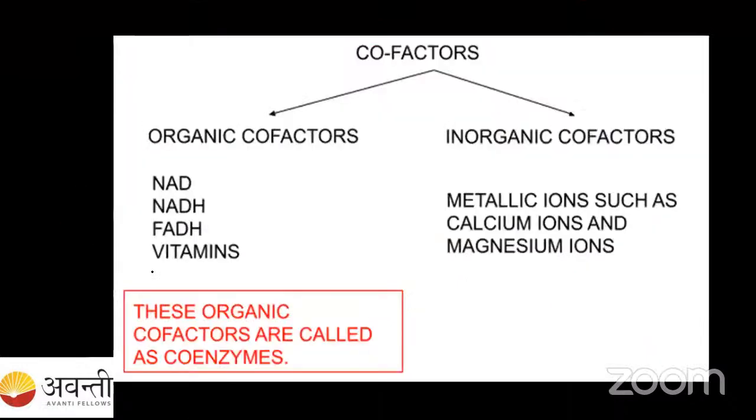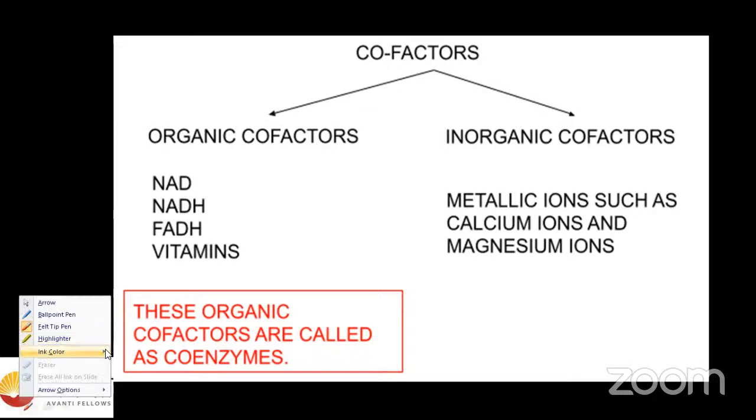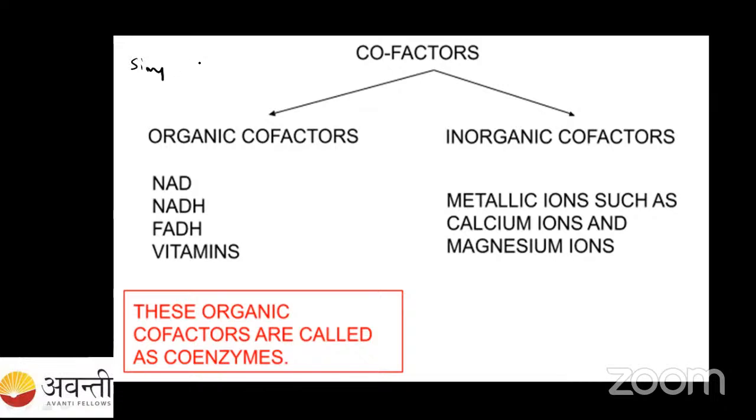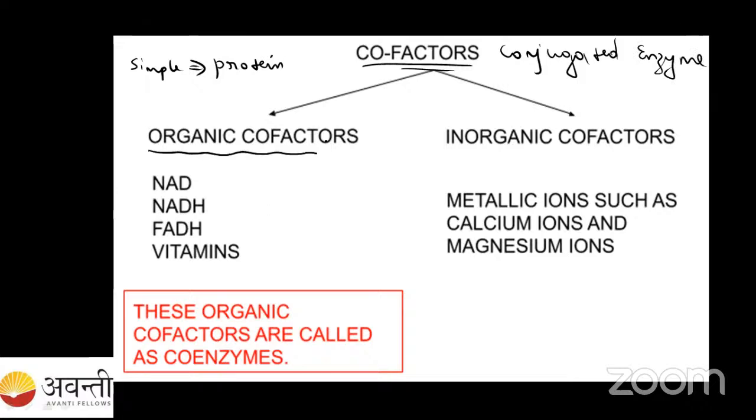In the starting I told you about conjugated enzymes and simple enzymes, right, students? So let us discuss this. I have told you that the simple enzyme is made up of only protein. Conjugated enzymes have two things: one is the organic factor and another is the inorganic factor.